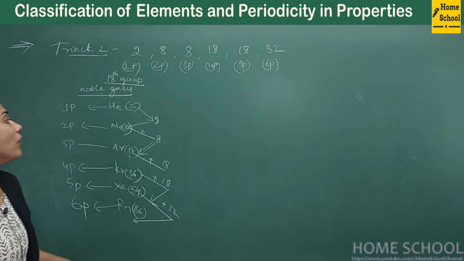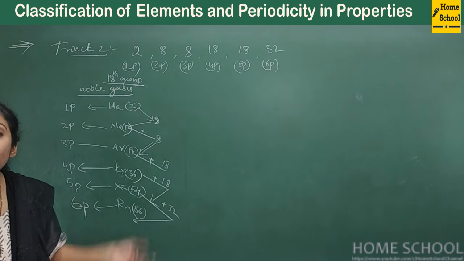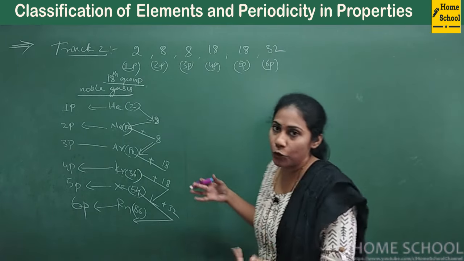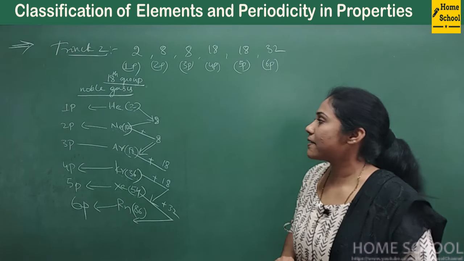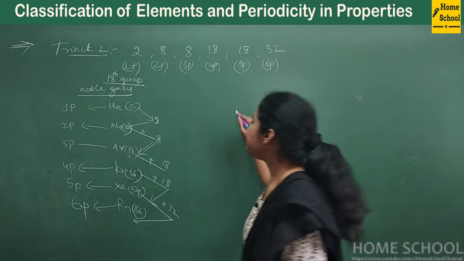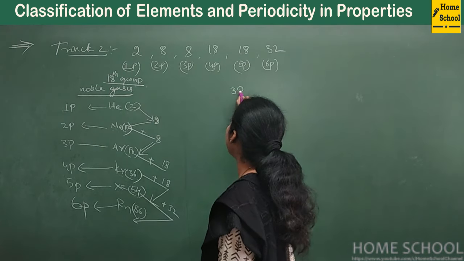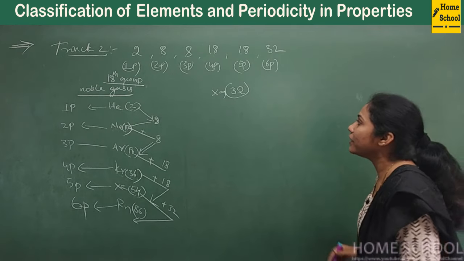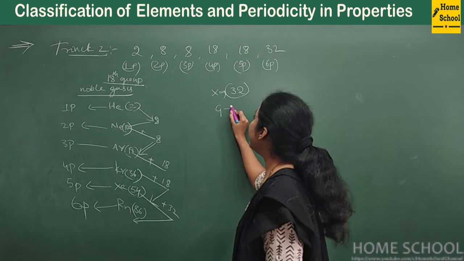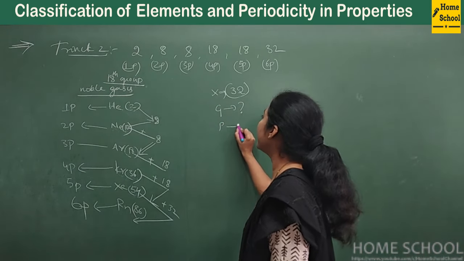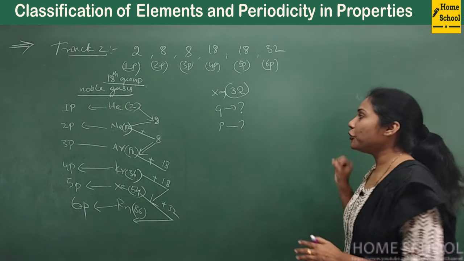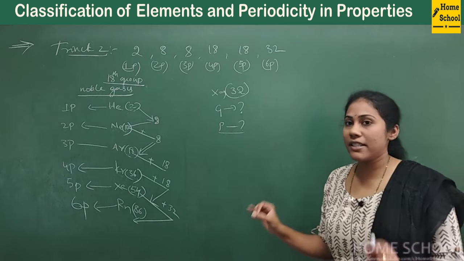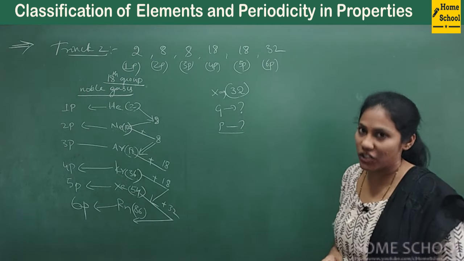So now I'll tell you how you can use this trick to identify the location of an element, that is, the group number and period number of elements. Say for example, there is some element X which has atomic number 32. You have to identify its group number and period number. So how do you identify? First, let me work out the period number, that is much easier.